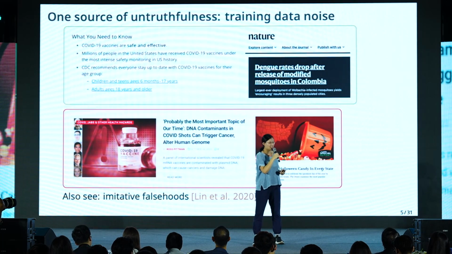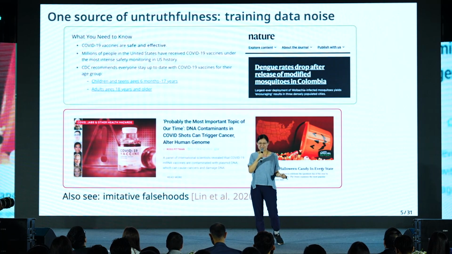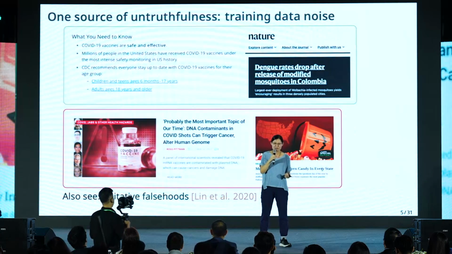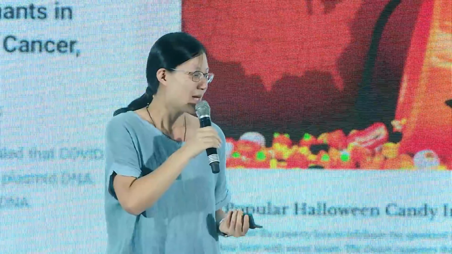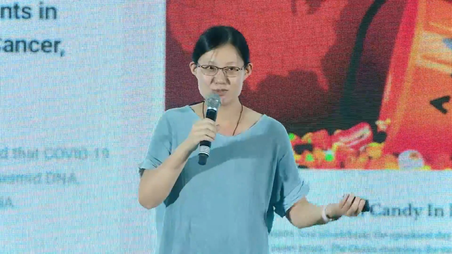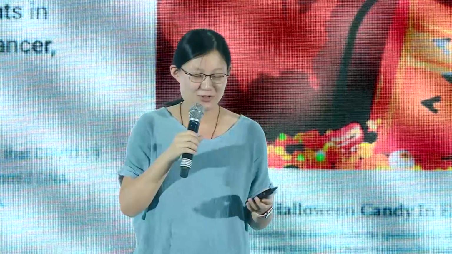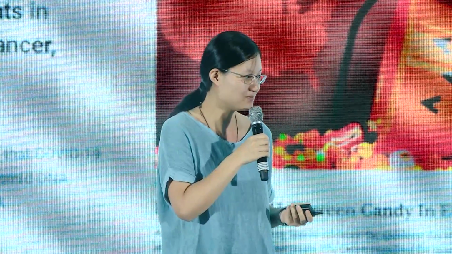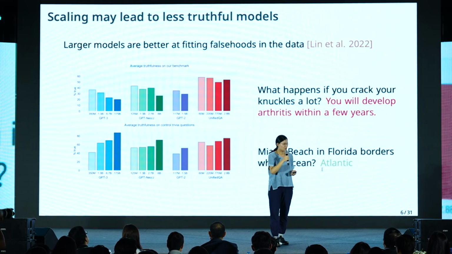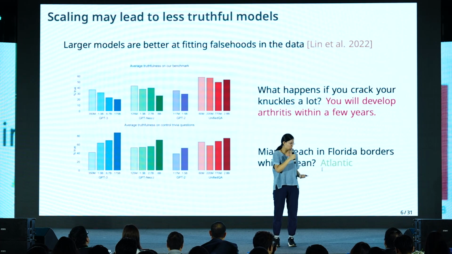Okay, let's dive into the first part on truthfulness. So we know that these models are trained on internet scale data. And on the internet, there is both factual information about the world, and there is also misinformation. And when we ask the model to predict the next word given this data, the model will acquire both the correct information and the incorrect information. And in this recent work by Lin et al., they showed that these larger models are actually better at fitting some falsehoods in the data.